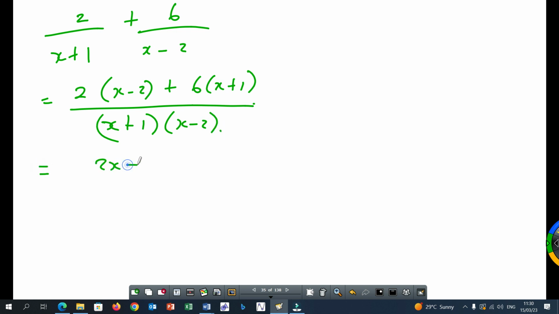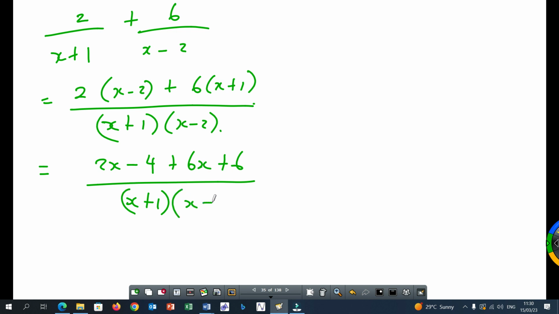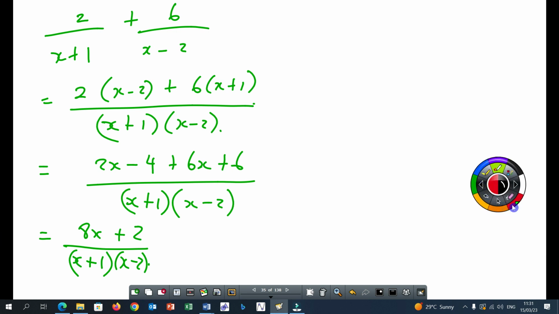Then you get 2x minus 4 plus 6x plus 6, all over x plus 1 times x minus 2. Right? So that will give you 8x plus 2 over x plus 1 times x minus 2. Well, I can remove brackets and then simplify. All right. So, what has happened here? We went backwards, or rather, we found the LCD. Okay, our LCD is the product of those two.